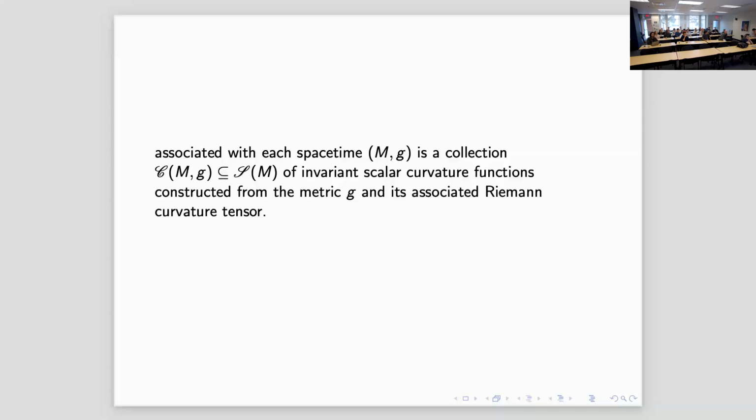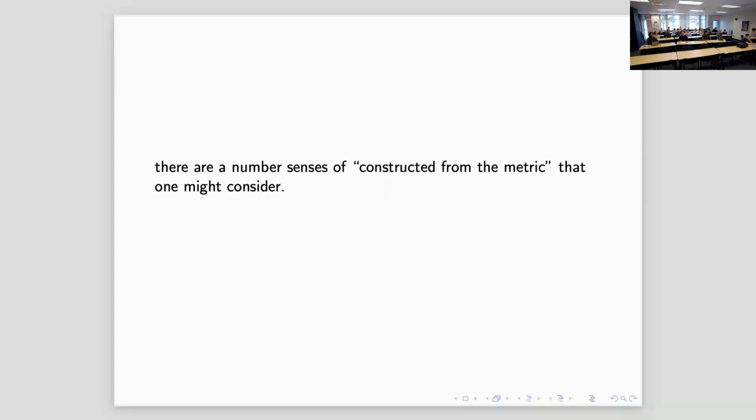So the Ricci scalar is in this collection, as well as infinitely many more. Well, maybe, if you are a really careful reader, you might look at this, constructed from the metric g, and say, well, but what does that mean? There are a number of different ways in which you could perhaps cash that out. What does it mean to be defined by the metric g?